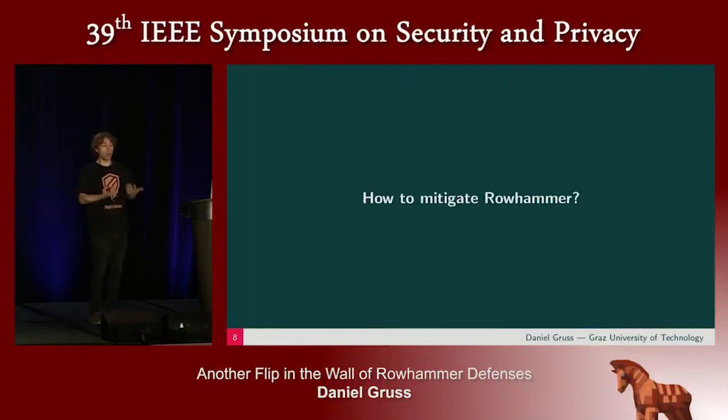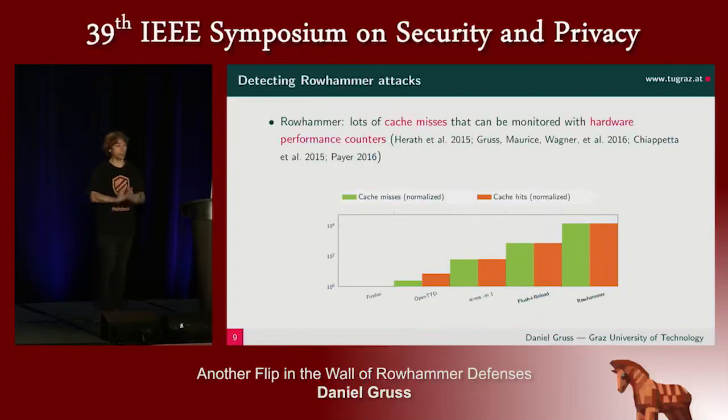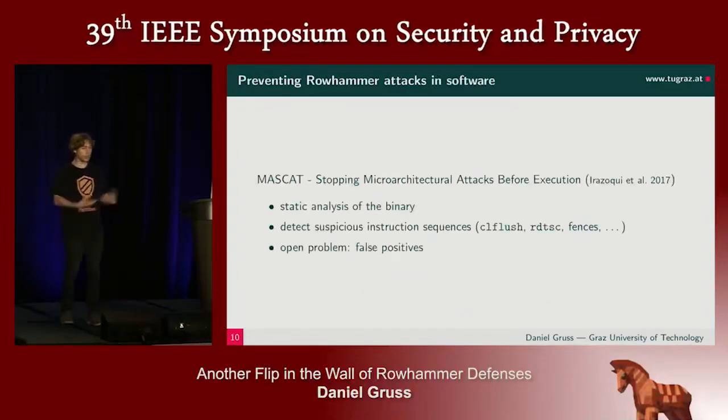The question then is how to mitigate Rowhammer, and there have been a bunch of proposals. For instance, detecting Rowhammer attacks via performance counters, because they have way more cache misses and cache hits than other benign workloads. So we can probably single them out. Another idea was to detect them before they actually happen, for instance, using static analyzers on the binary and finding that there is such attack code. There is, of course, an open problem, the false positives, but we will see another problem in a minute.